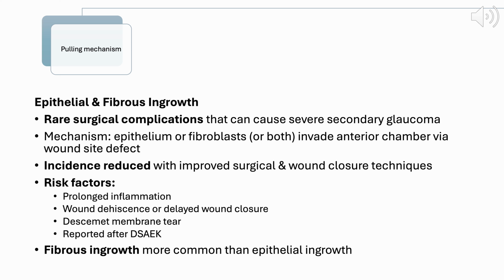Still, certain risk factors increase the likelihood of ingrowth, such as prolonged inflammation, wound dehiscence or delayed closure, tears in Descemet's membrane, and even complications following procedures like DSEK. Between the two, fibrous ingrowth is more common than epithelial ingrowth.